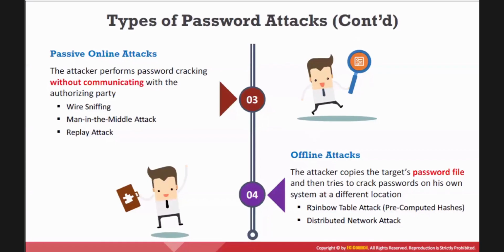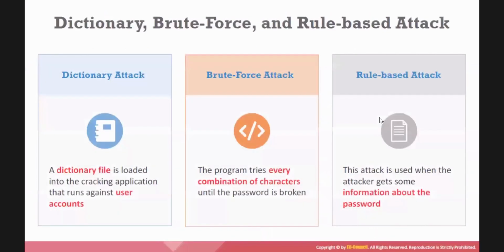Okay, and offline attacks consist of the rainbow table attack and the distributed network attack. The attacker copies the target's password file and then tries to crack the password on his own system in a different location. So we copy the whole password database itself and try to crack it on our local machine. We can also use hash matching attacks as well. The thing is, we won't be directly contacting or communicating with the target system. We would only be cracking it on our local machine. That's it. Okay.